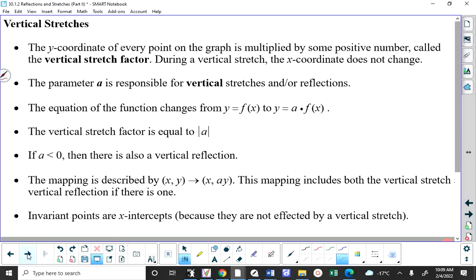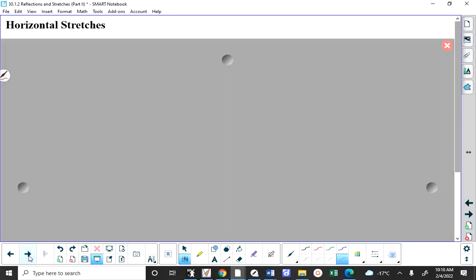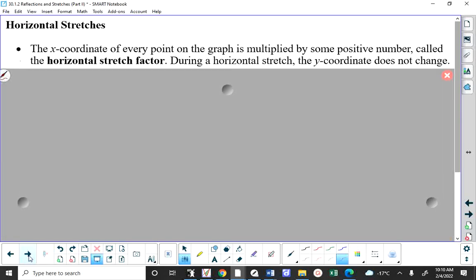And invariant points are on the x-intercepts. They're points on the x-axis because they're not affected by a vertical change relative to the x-axis. Horizontal stretches: the x-coordinate is multiplied by the stretch factor, moving it closer or further away from the y-axis, but the y-coordinate does not change.